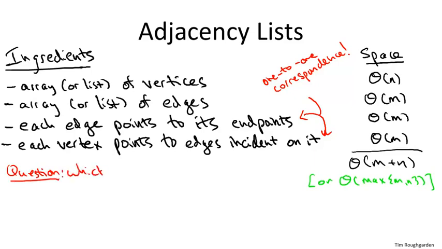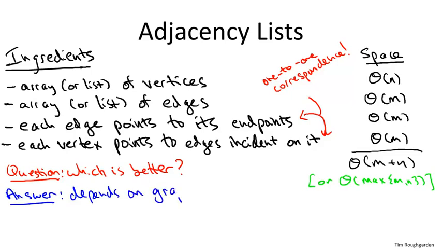Now, being confronted with these 2 graph representations that I've shown you, I'm sure you're asking, well, which one should you remember? Which one should you use? And the answer, as it so often is, it depends. It depends on 2 things. It depends on the density of your graph, how m compares to n, and it also depends on what kind of operations you want to support.